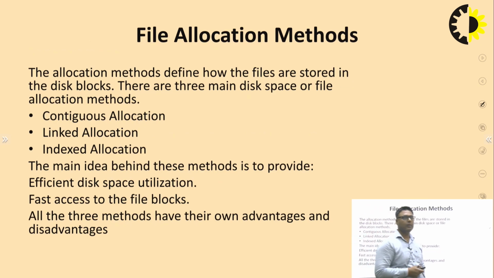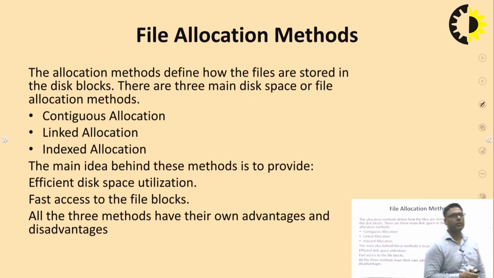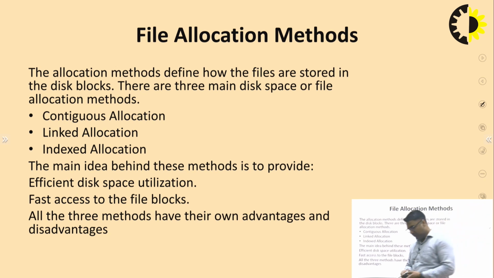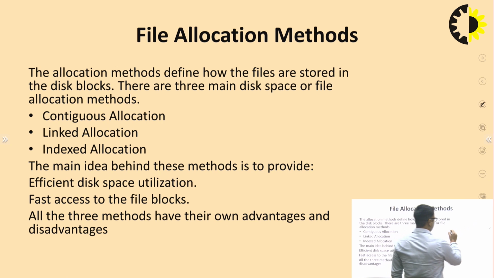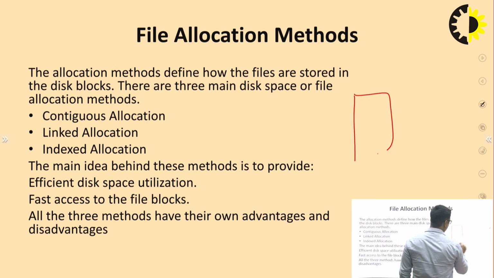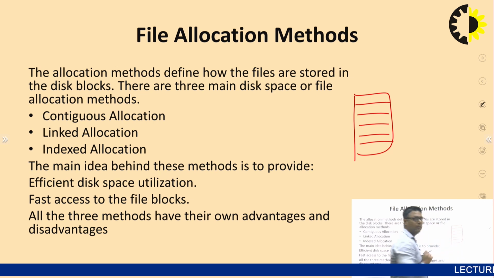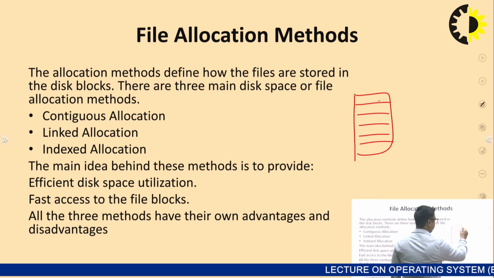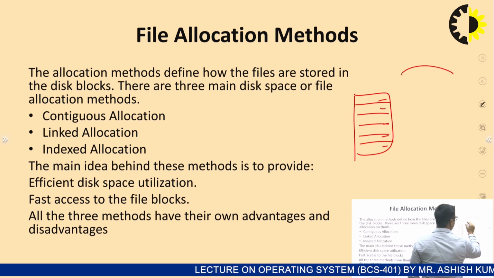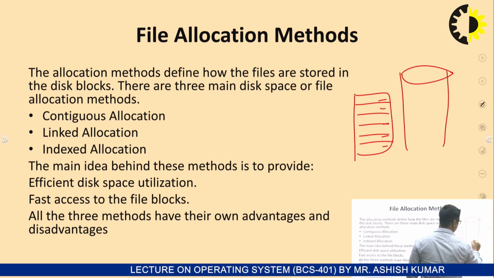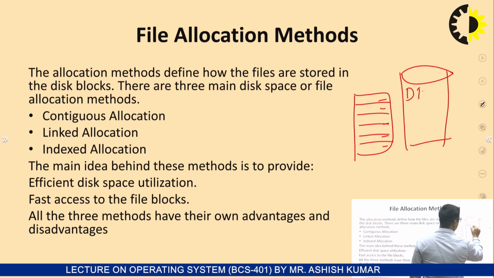Next is the file allocation method. The file allocation method is a very important method. Basically, the file system divides the file logically into different parts. The file is divided into different parts and stored on the disk as sectors.